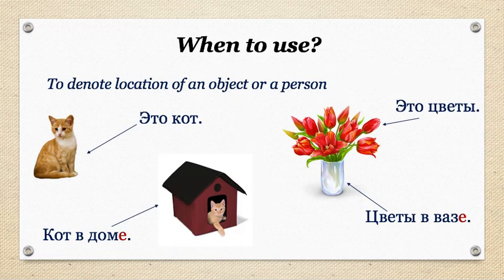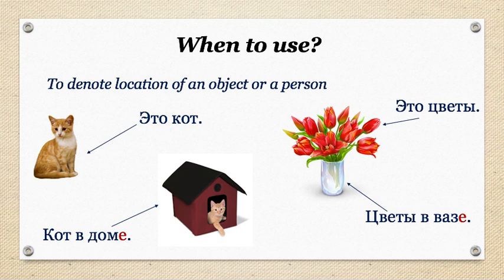So, when do we use prepositional case? Prepositional case, as all other cases in Russian, has many functions, and one of them, the most important one, is to denote the location of an object or a person.